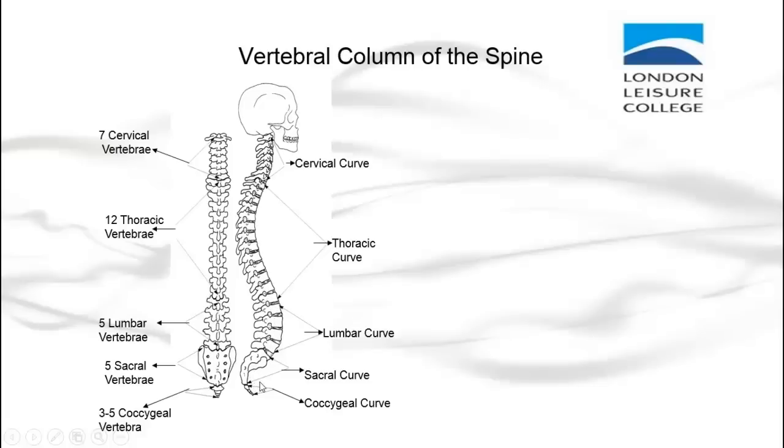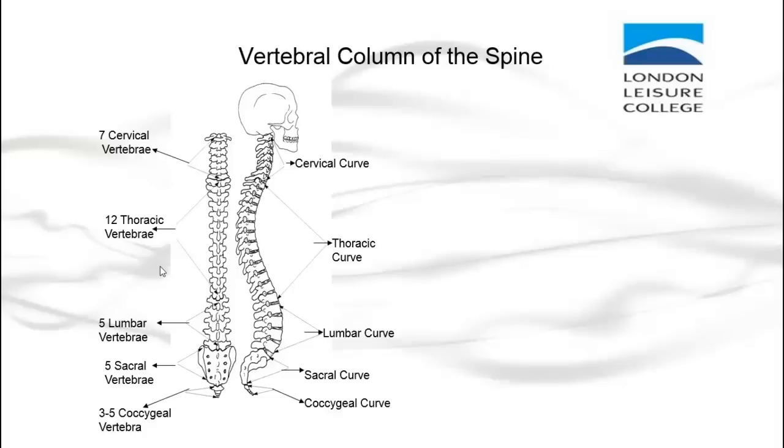The main reason for this is to help you absorb shock. Okay, so when you're jumping up and down, if it was a straight down structure, it would increase the risk of your spine being damaged, because it wouldn't absorb the shock as easily as if it was curved as it is in this photo. So think about a coiled spring. With springs, it helps absorb the shock, and it's the same with the spine.